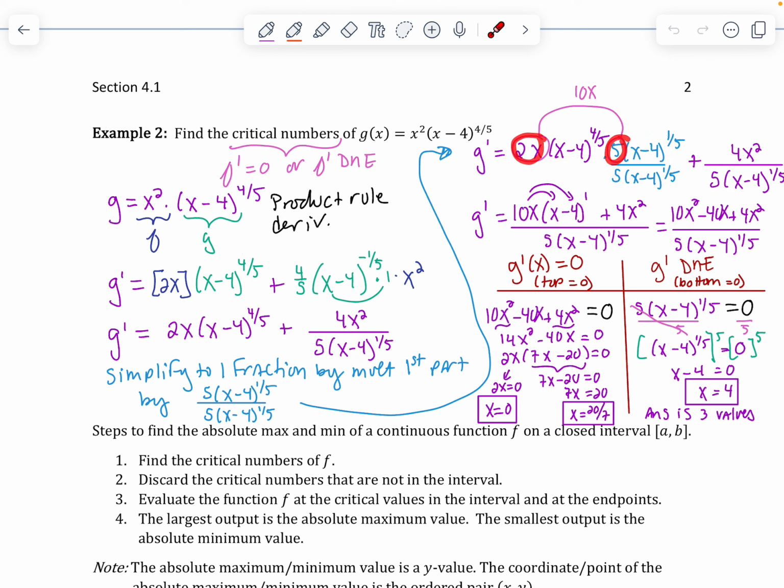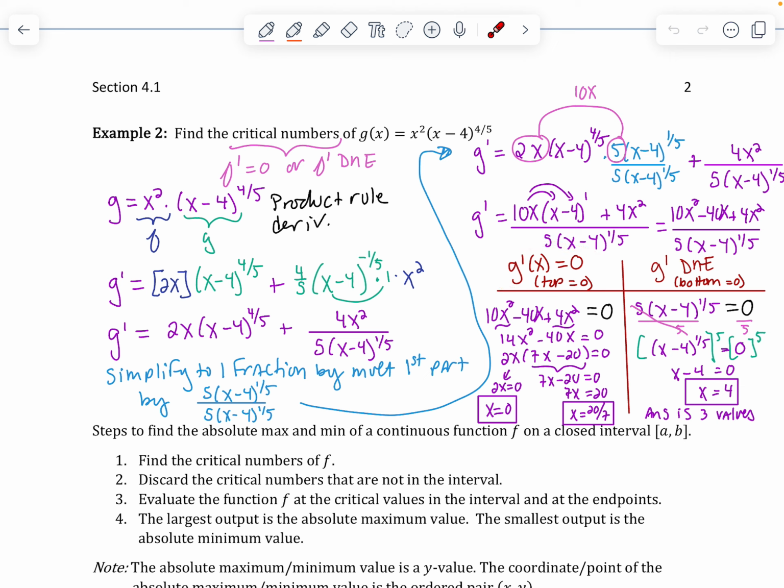So I can multiply the 2x and the 5 to get a 10x. And because I have the same base, the same binomial to the 4/5 and the 1/5, I can add those to get 5/5, which is just 1. So really, I don't have an exponent, and I can distribute the 10 to get my 10x squared and my minus 40. And now that I have this denominator, I can go ahead and add the other numerator. I should have caught that there were like terms before I moved on, but I didn't, but I catch it later on. So first I want to find out when does the derivative equal 0.